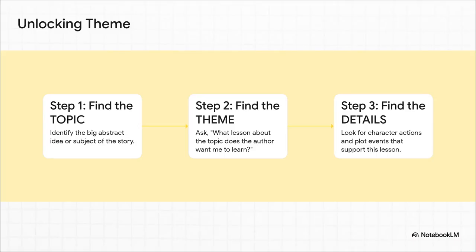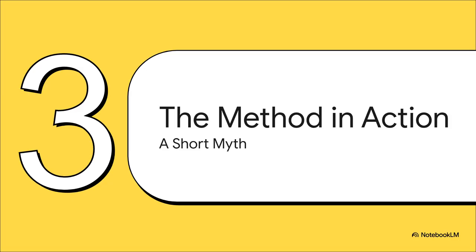Okay, here it is. Step 1. Find the topic. What's that one-word abstract idea that's right at the heart of the story? Step 2. Find the theme. You just have to ask yourself, what's the author trying to teach me about that topic? And step 3, my favorite part. Find the details. This is your evidence. You get to be a detective and hunt for those specific moments in the story that prove your theme is the right one.